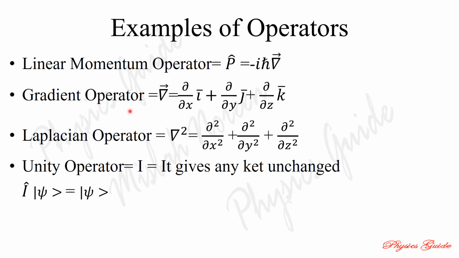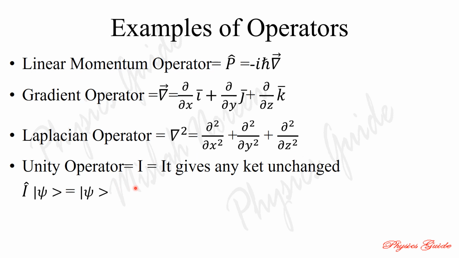Gradient operator, which we represent by del with an arrowhead, is equal to partial over partial x i plus partial over partial y j plus partial over partial z k, which we use in mechanics. We represent the gradient operator by del with an arrowhead on top. Laplacian operator is equal to del squared, which is equal to partial squared over partial x squared plus partial squared over partial y squared plus partial squared over partial z squared, which is also used in quantum mechanics and also in mathematical methods of physics.